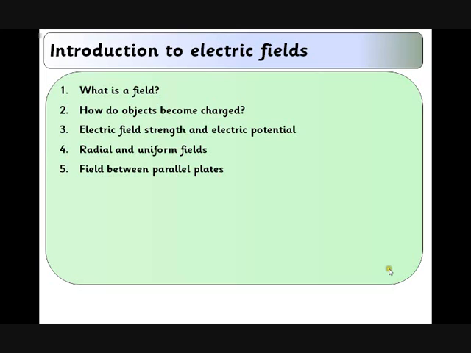Okay, this is the first little revision session on Introduction to Electric Fields. Quite a lot to cover, but as it's the first lesson, we're going to just mention some of the stuff as an introductory, and then we'll come back to them. So even though there are 5 things, we won't be going through them all in full detail. We're basically going to look at what is a field, how do objects become charged, electric field strength and electric potential, radial and uniform fields, and then we're going to finish up with a new formula, field between parallel plates.